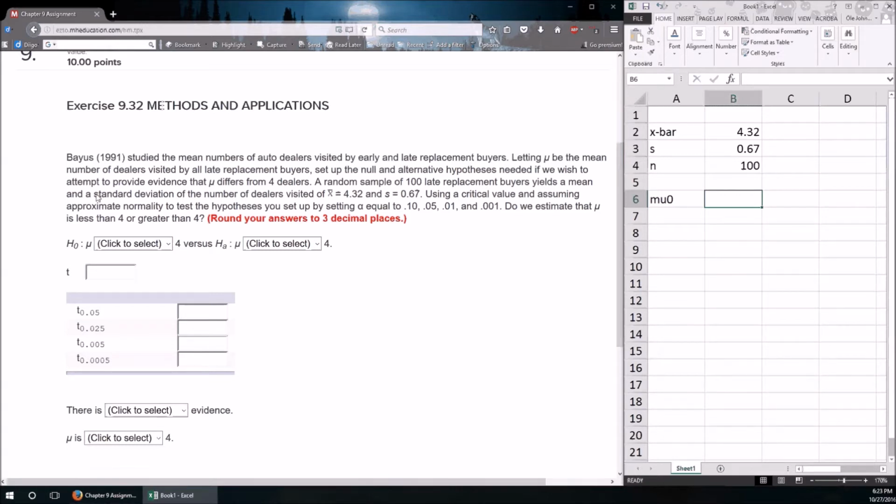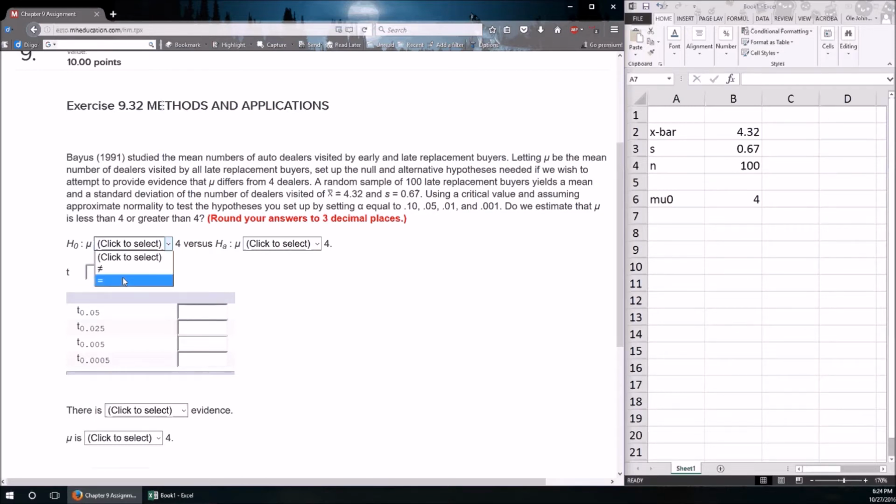And how do we know that? Because if we look here, we're supposed to set up the null and alternative hypothesis needed if we wish to attempt to provide evidence that mu differs from 4 dealers. So mu naught is going to be 4. That's our hypothesized value. Our null hypothesis only can be one of 2 possibilities.